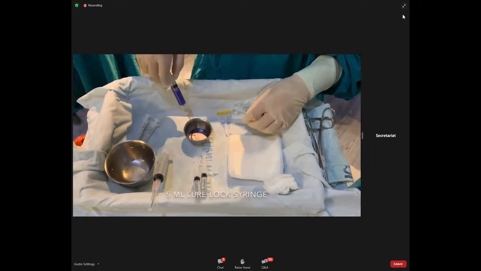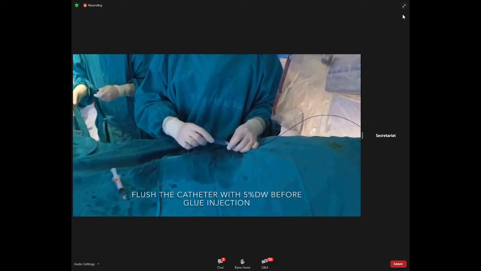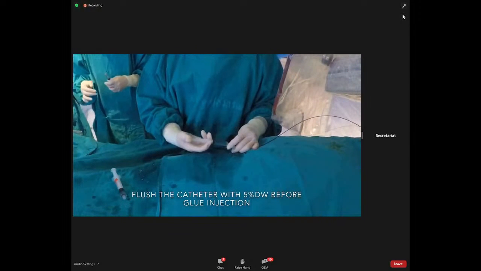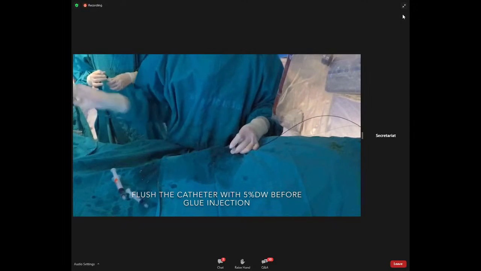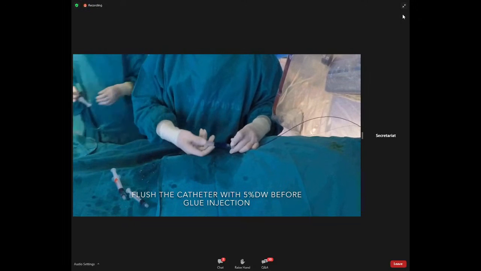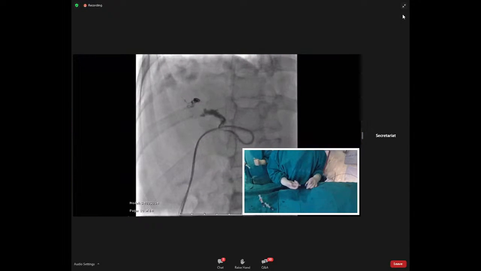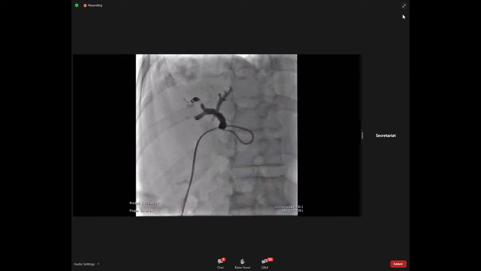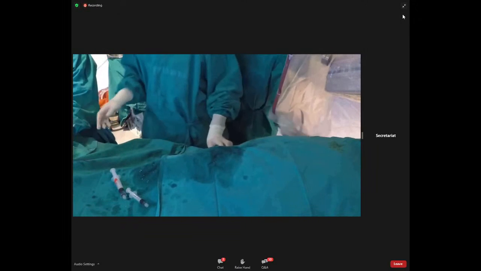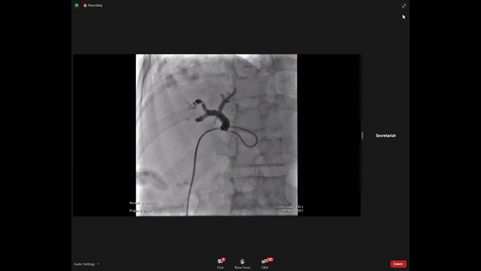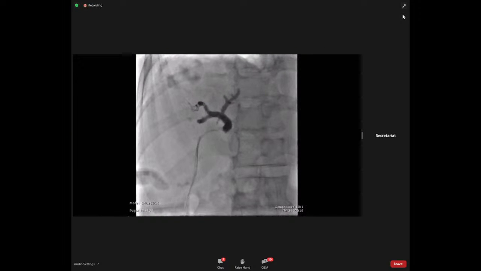When injecting through a 5 French catheter, I usually use the locking 5 ml syringe. Flush the catheter with 5% dextrose in water before glue injection, and then inject the glue under fluoroscopy. When you are satisfied with the proximal embolization, then you pull the catheter out. Beware of inadvertent embolization when you pull out the catheter.